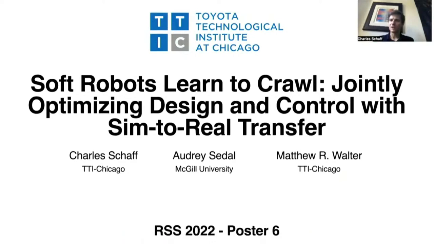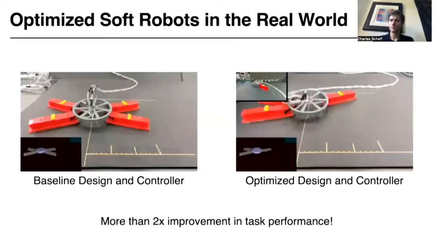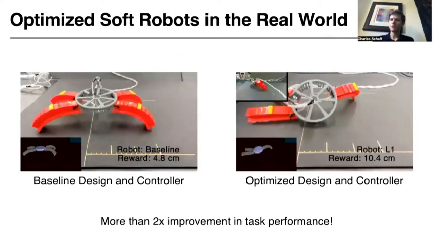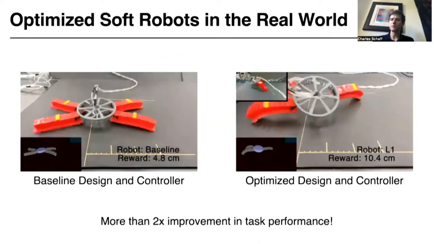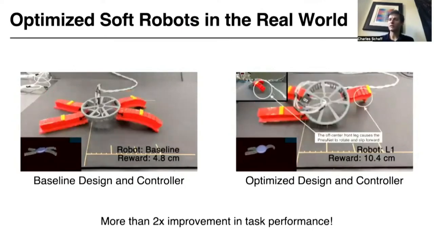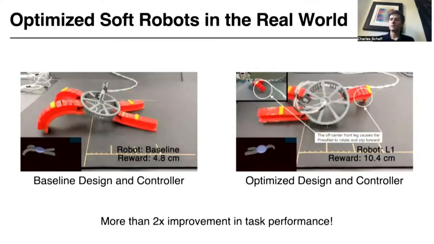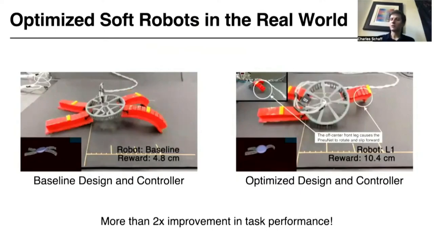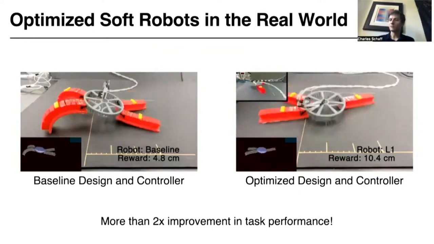My name is Chip Schaff, and today I'll be telling you about how you can optimize the design of your soft robots. The end product of our work is a system that allows users to jointly optimize the physical bodies of soft robots and their controllers for a given task. We test this system by optimizing pneumatically actuated soft robots for a locomotion task.